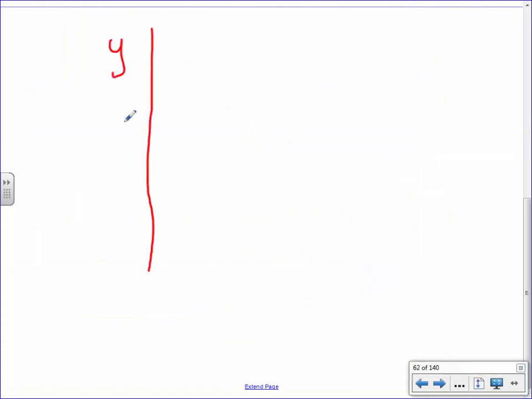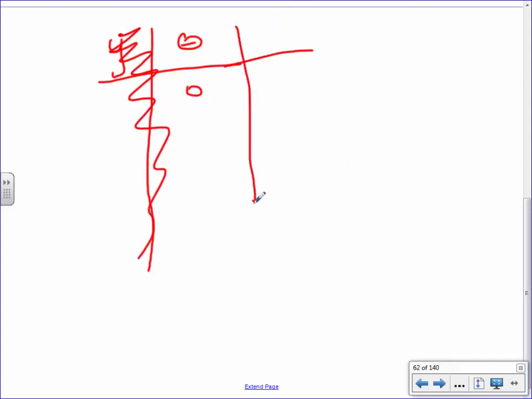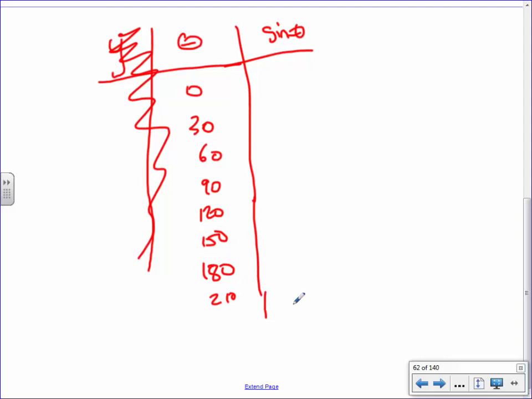So I want the y value based on the angle, and the angle is going to be 0. Oh, my goodness, I should flip this around backwards. There, this is the way the table of values works. So, 0, 30, 60, 90, 120, 150, 180, 210. Everybody have theirs? Go.